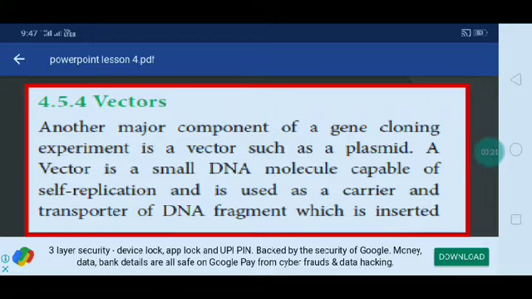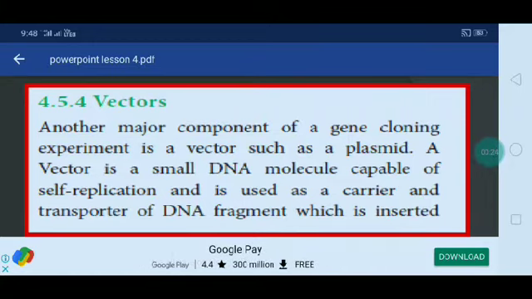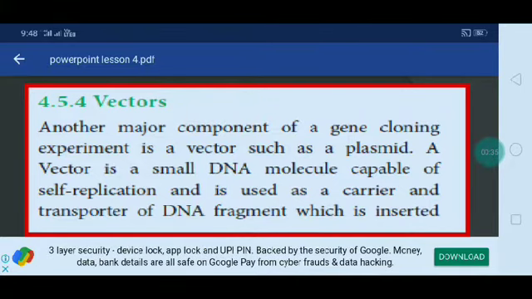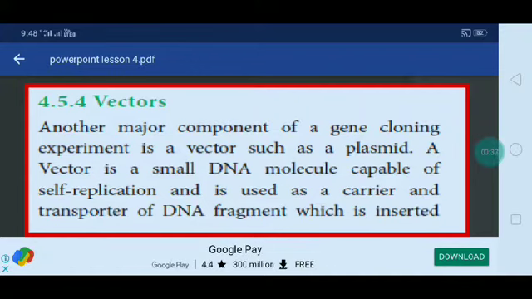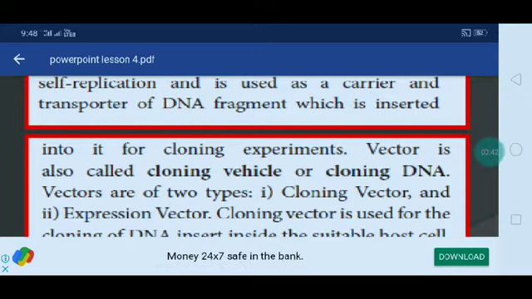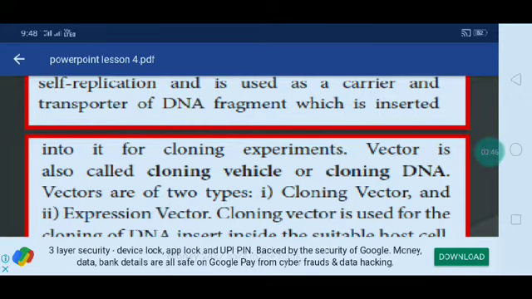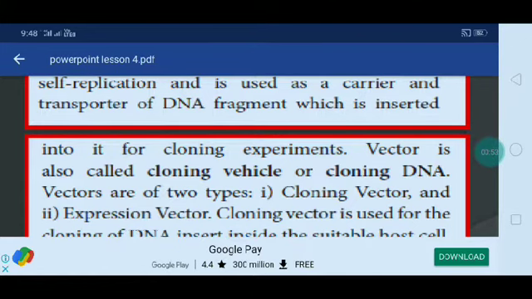A major component of a gene cloning experiment is a vector, such as a plasmid. A vector is a small DNA molecule capable of self-replication, and it is used as a carrier and transporter of a DNA fragment which is inserted into it for a cloning experiment. A vector is otherwise known as a cloning vehicle or cloning DNA. Vectors are of two types. The first is the cloning vector and the other is the expression vector.